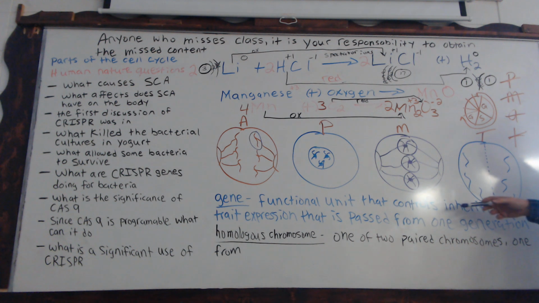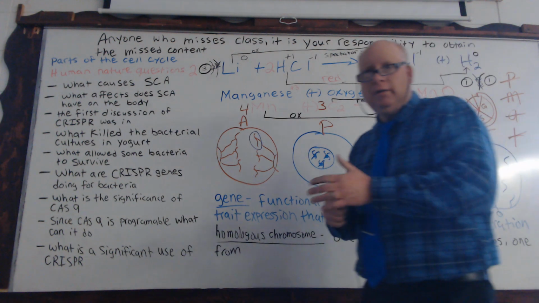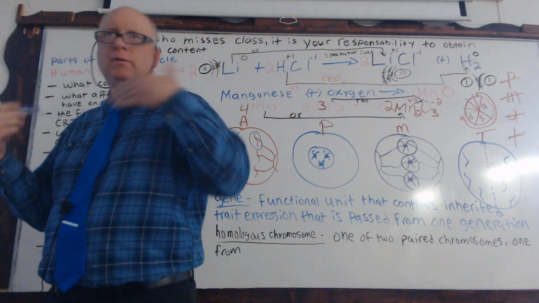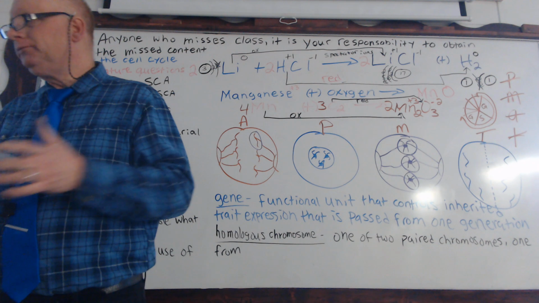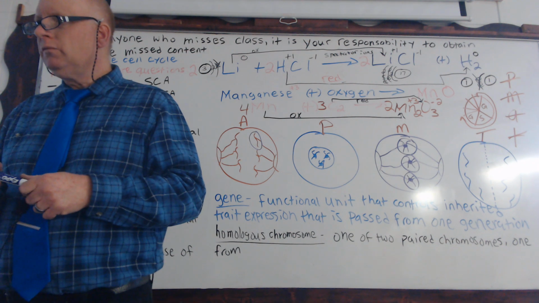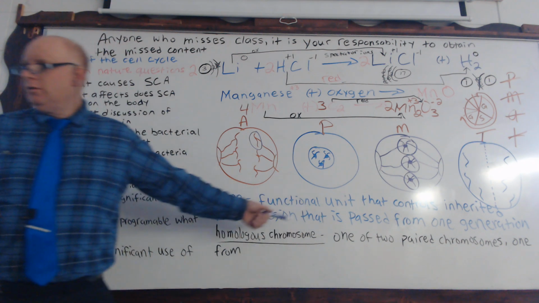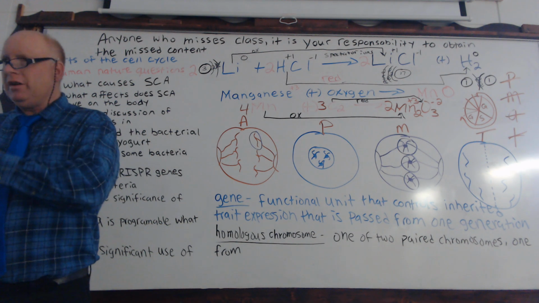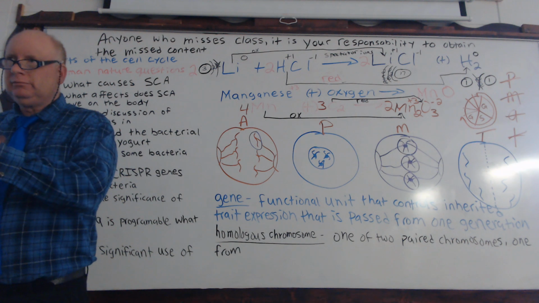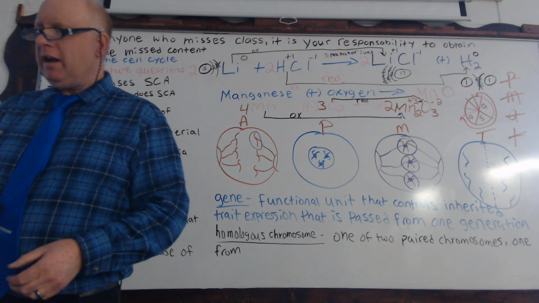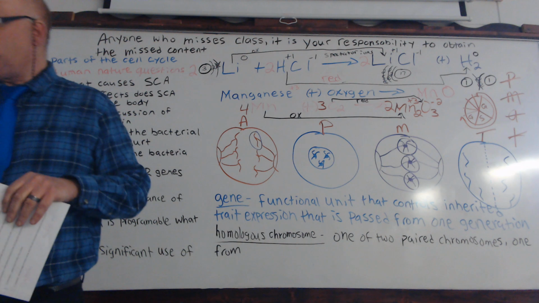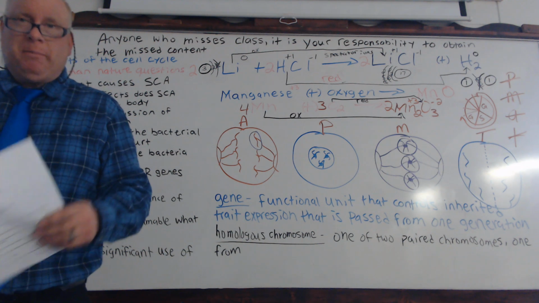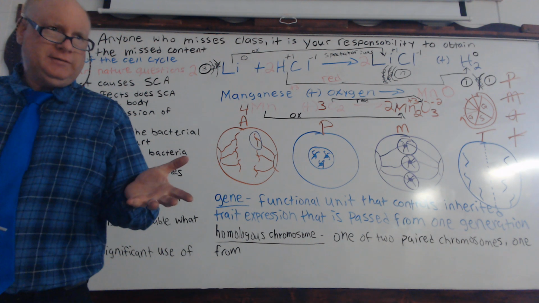A functional unit that controls inherited trait expression that is passed from one generation maybe to what? If you have your chapter 10 vocabulary done, which you already graded, we need to write those now. You probably already have them. I'm just checking your knowledge on it. Because I've got a set here too. I just want to make sure we're communicating and are on the same page. Would that be fair? We're fine.